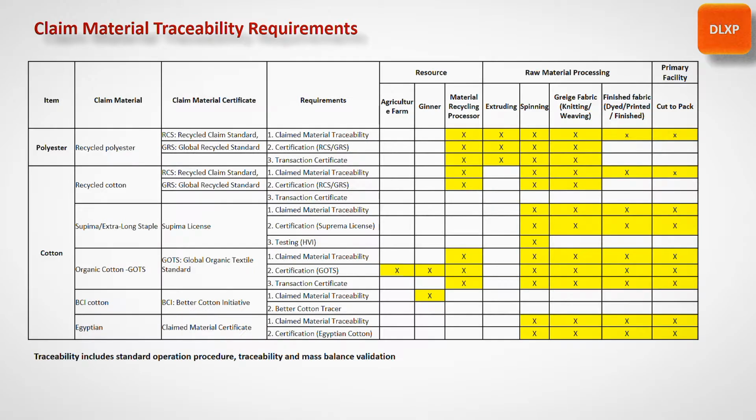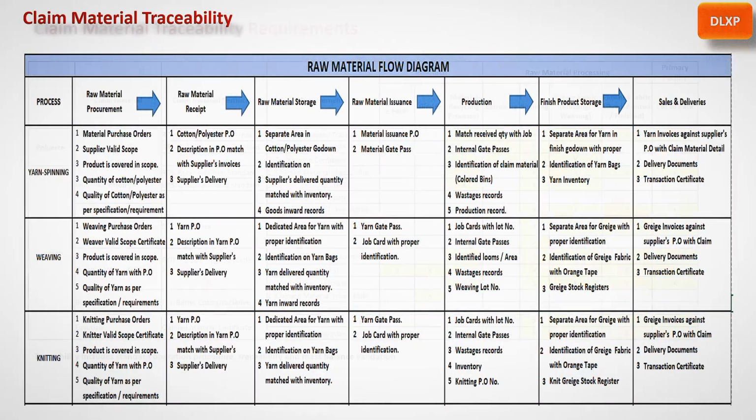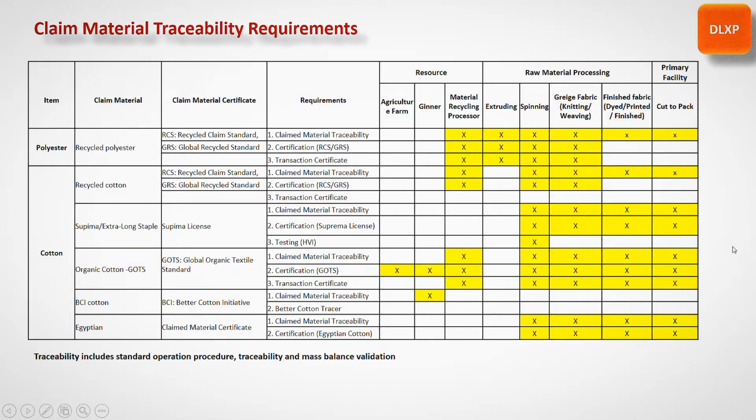So in this first column, for instance, the traceability starts from the recycling processor, that's the raw material supplier. For instance, you are talking about cotton or polyester. The polyester manufacturer starts from here, then spinning, then gray fabric, knitting or weaving, and the finished fabric, dyeing and printing, the processing section, and then the cut to pack section.